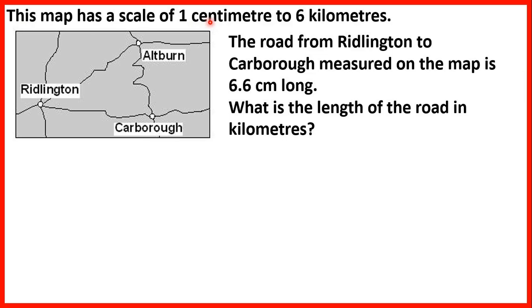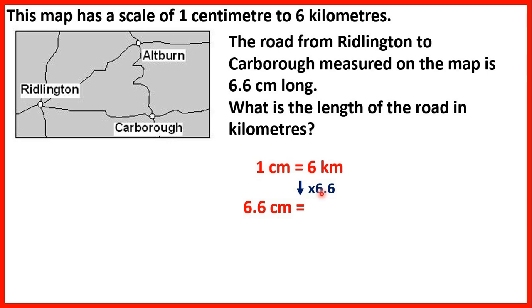This map has a scale of 1 centimetre to 6 kilometres. The road from Bridlington to Carrborough measured on the map is 6.6 centimetres long. What is the length of the road in kilometres? So the scale is 1 centimetre on the map to 6 kilometres in real life. But we want to know the number of kilometres that is equal to 6.6 centimetres on the map.